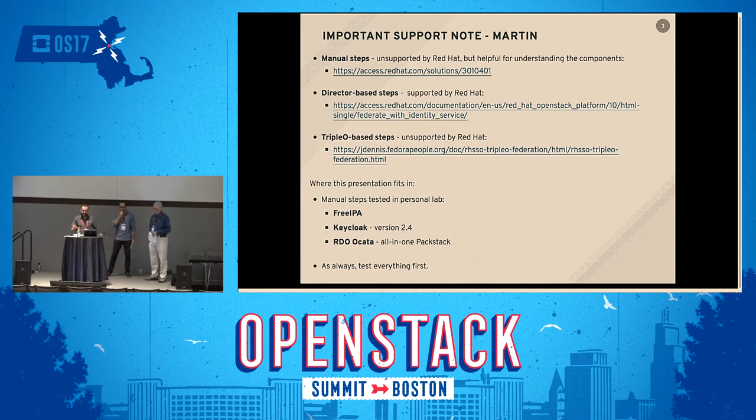I also need to mention that these manual steps are not, in fact, supported by Red Hat, but there is a supported guide available for directory customers that are interested. That's linked there under the directory-based steps bullet point. And John's also created a TripleO-based guide that's also linked there.